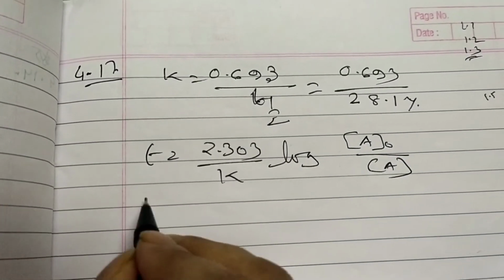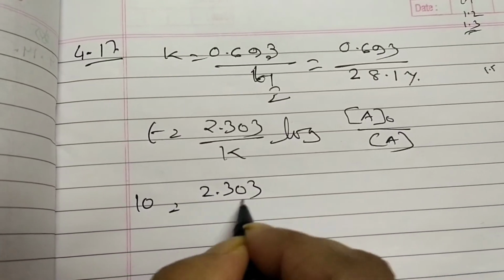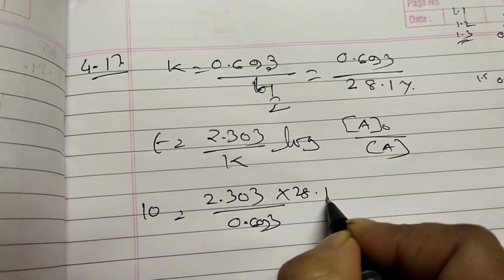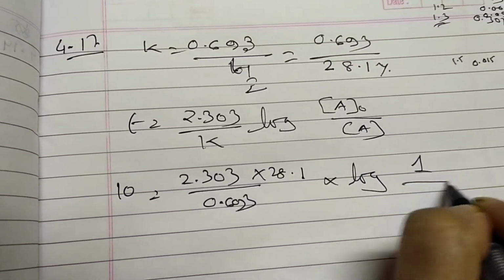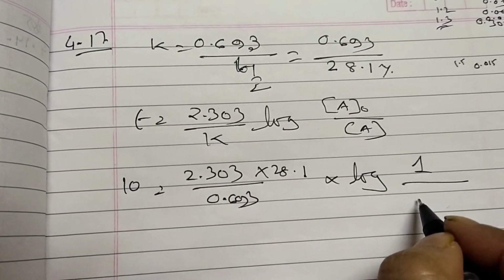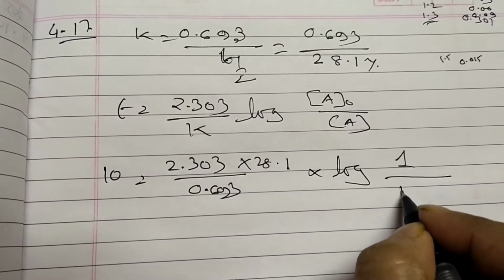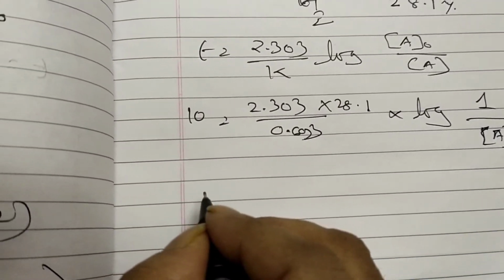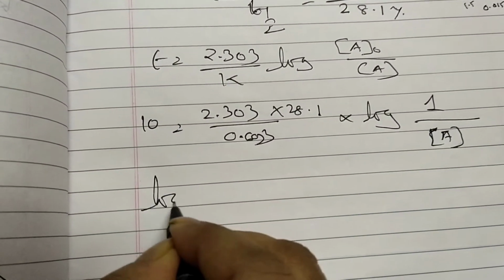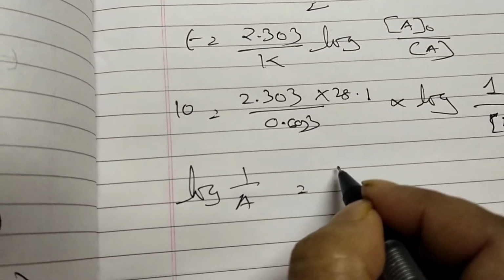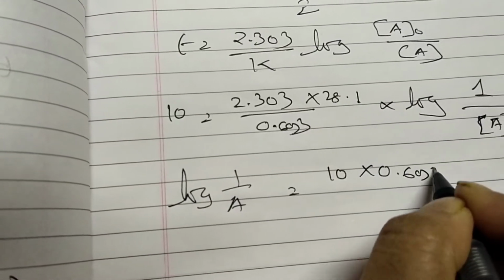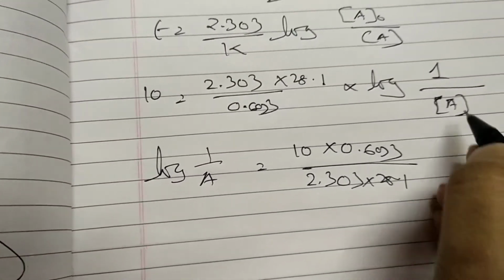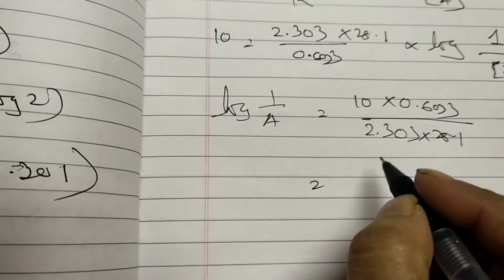Now t equals 10 years, so 10 equals 2.303 by 0.693 into 28.1 into log of initial, which was 1 microgram, by the amount remaining, which is what we have to find here. So we write concentration of A. Now we just apply that: log 1 by A equals 10 into 0.693 by 2.303 into 28.1.